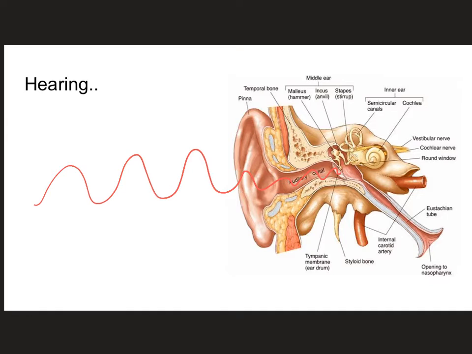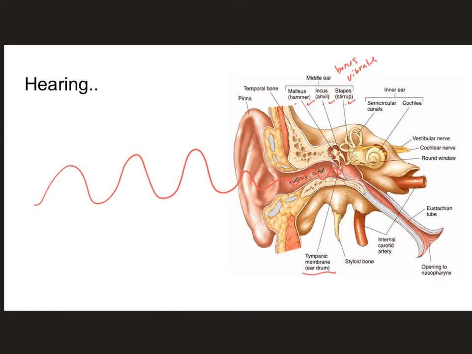Then once it hits the auditory canal, it's going to hit your eardrum. Your eardrum is that little thin membrane that you don't want to puncture. When it hits that membrane, it vibrates, and it's going to cause vibrations through your middle ear bones, what we know as the hammer, the anvil, and the stirrup. These little bones are going to vibrate as well.